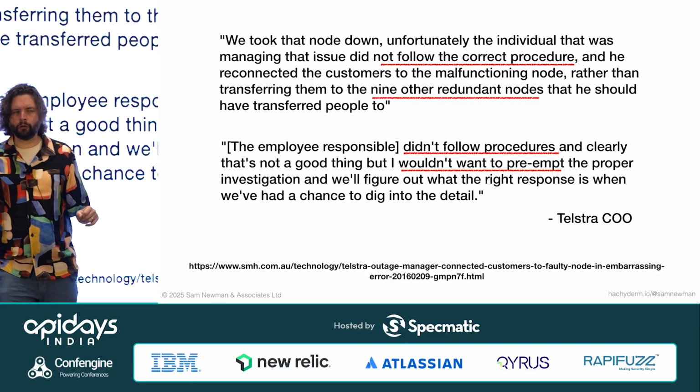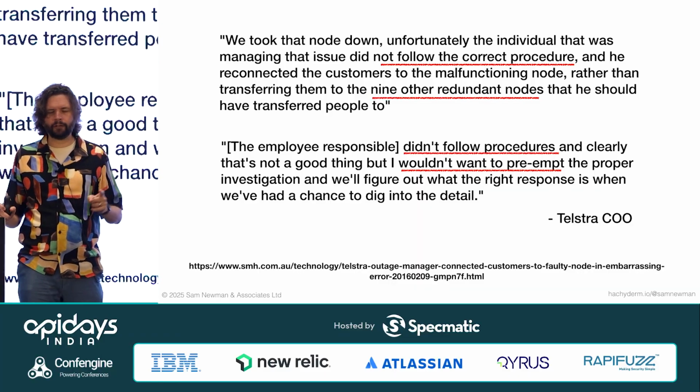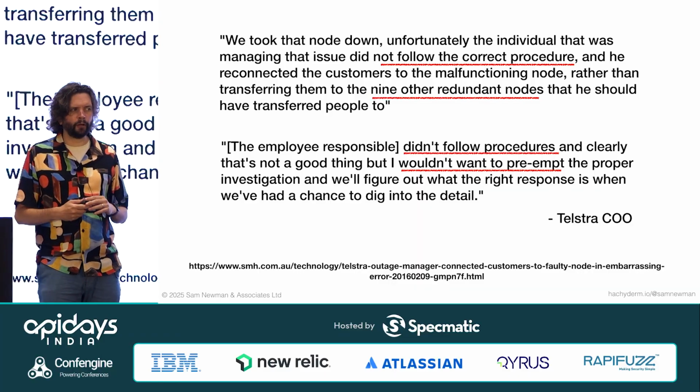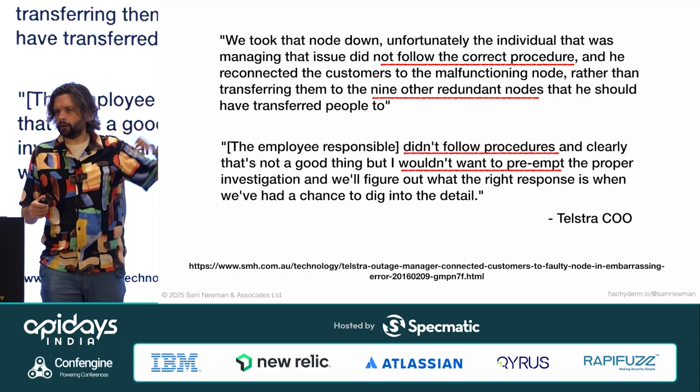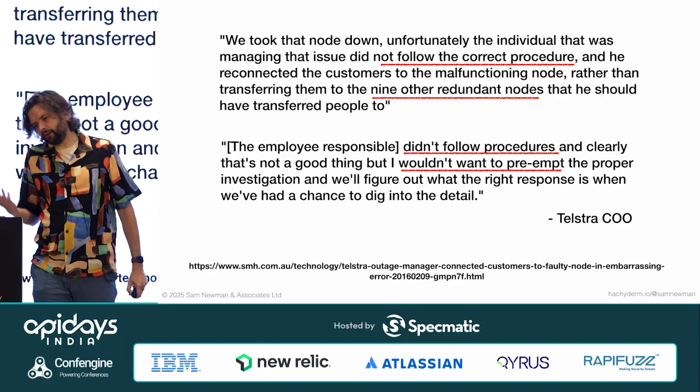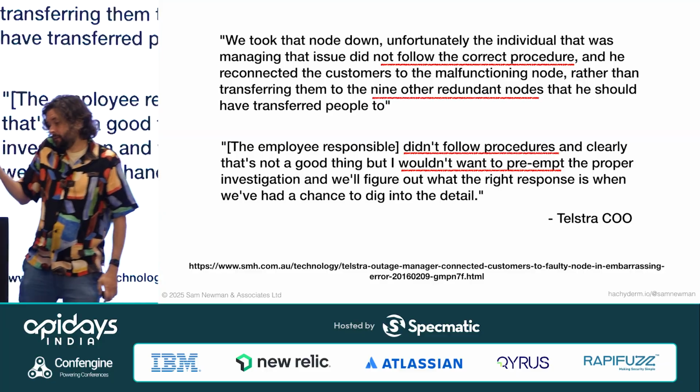I got in trouble because I blogged about it. Australia's not that big a place. It got picked up by the press, and then it turned out the company I was working for at the time, well, Telstra was a customer. So I got in a little bit of trouble. But anyway, it was fun.